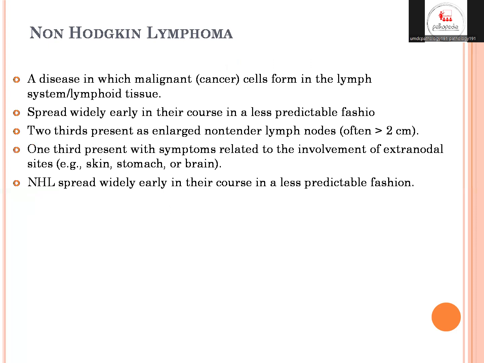Hodgkin lymphoma is basically a disease in which malignant cells form in the lymph system or lymphoid tissue. It spreads widely early in its course in a less predictable fashion. Two-thirds of cases present with enlarged, non-tender lymph nodes greater than 2 centimeters. One-third present with symptoms related to the involvement of extranodal sites like skin, stomach, or brain.